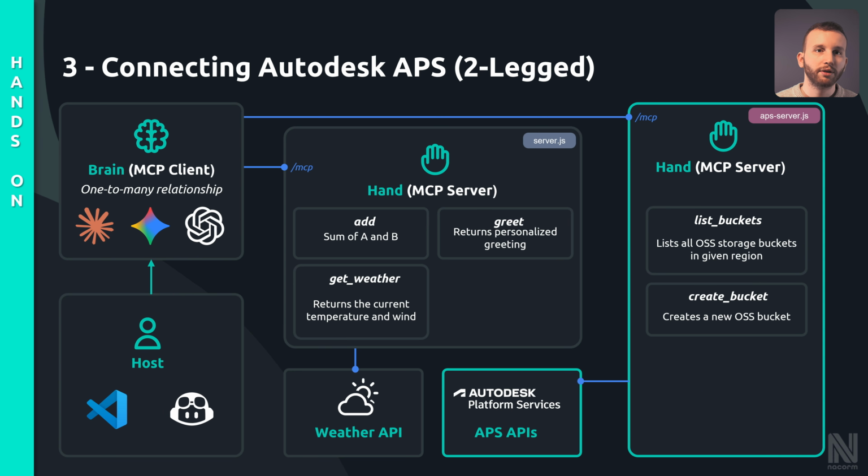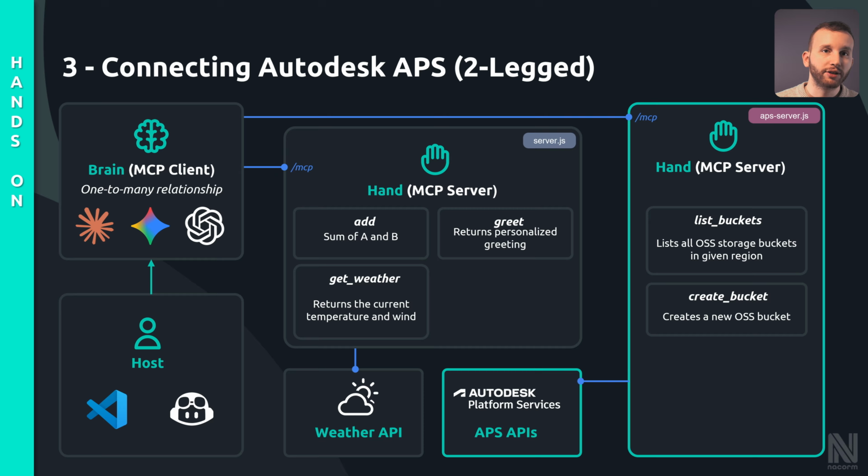For authentication, the key component is 2-legged OAuth. This is app to service. Your application authenticates with the client ID and secret and gets a token that sees everything the app is provisioned for. No user login required.